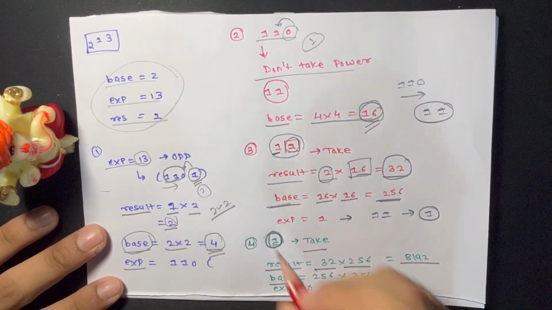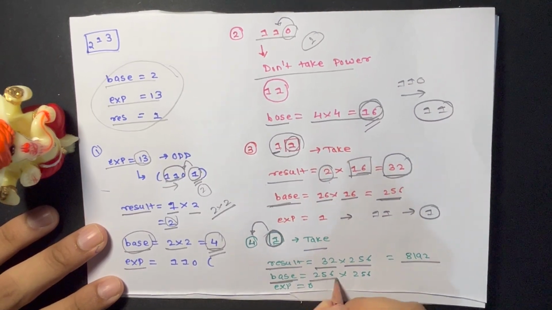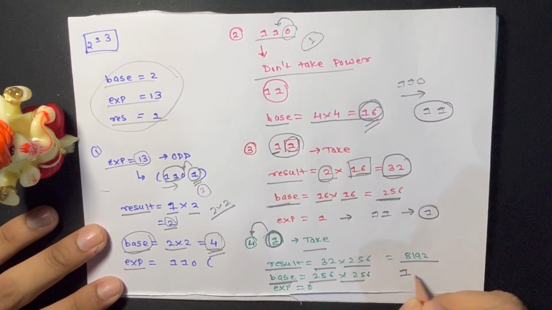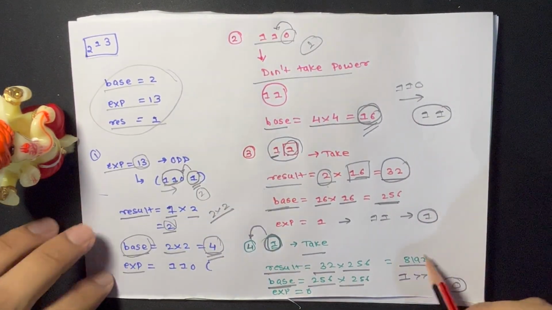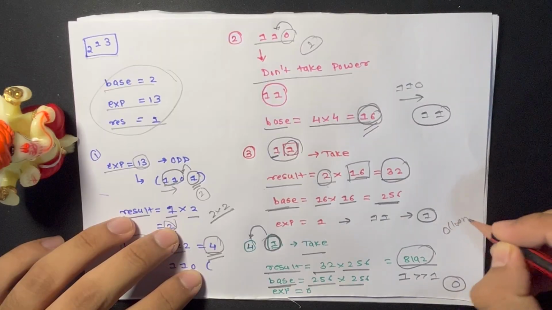If we had another operation we would have to calculate the new base, so the base would be 256 into 256, and we do a right shift operation one time, so exp is equal to 0. So from this we have calculated the answer in order of log n time.